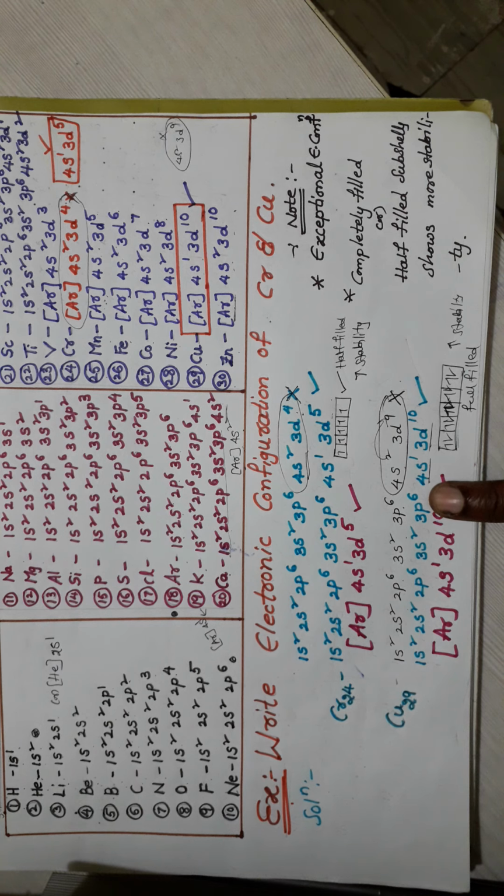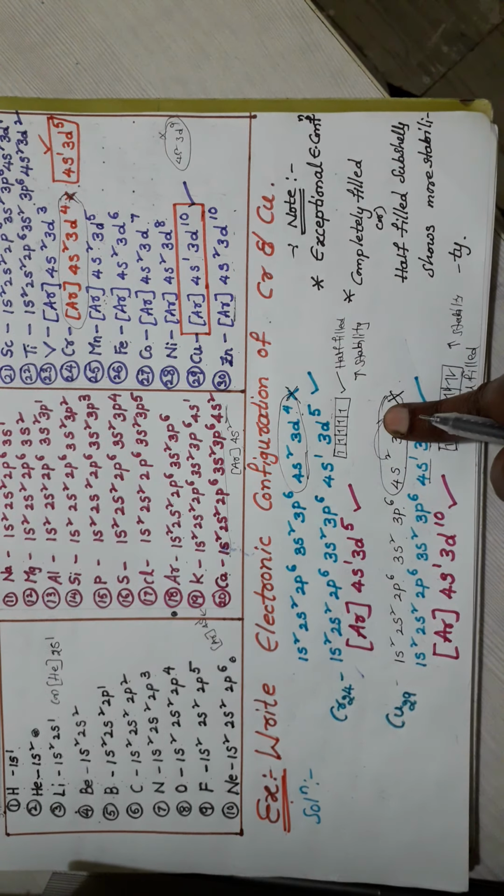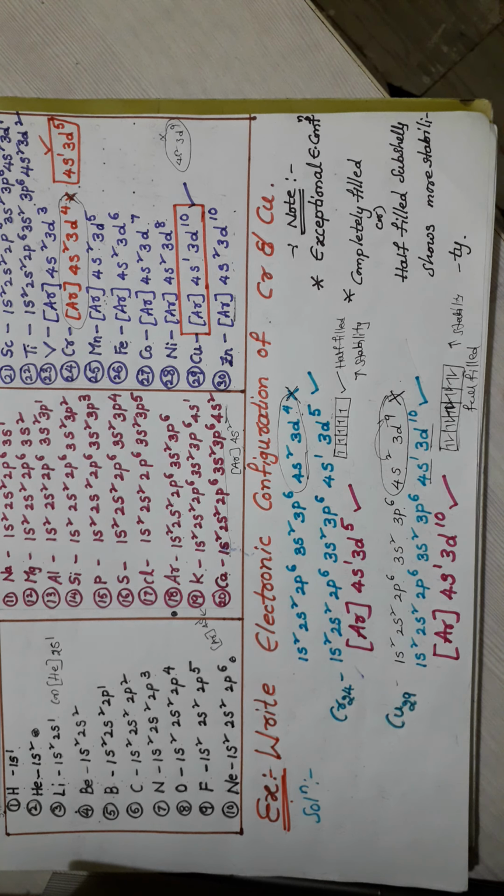Okay, so this is about the electronic configuration of 30 elements and 5 tricks for the electronic configuration.